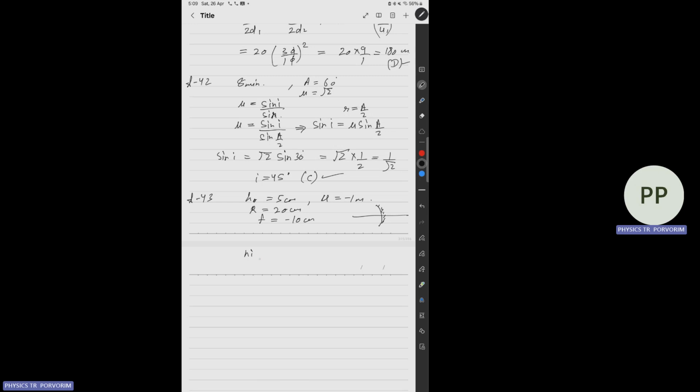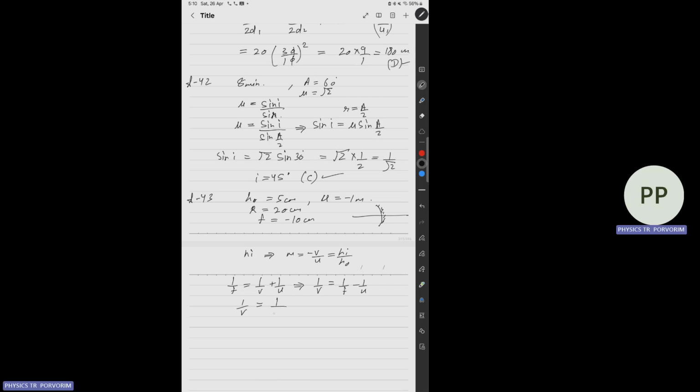So hi. We only have one formula that can measure the hi here now: minus v by u is equal to hi by h naught. So for that we have to calculate the v also. From the mirror formula, 1 by f is equal to 1 by v plus 1 by u. So 1 by v will be equal to 1 by f minus 1 by u. So v will be equal to, just put the values now.